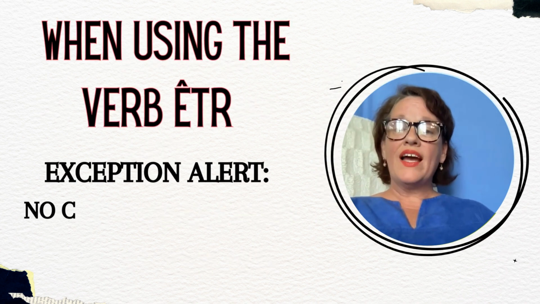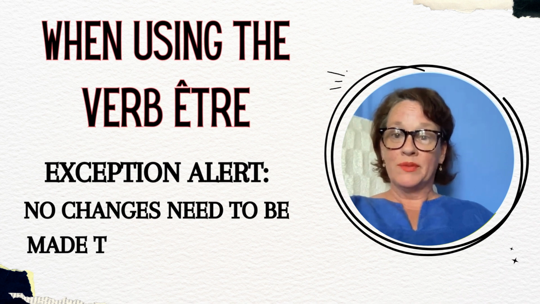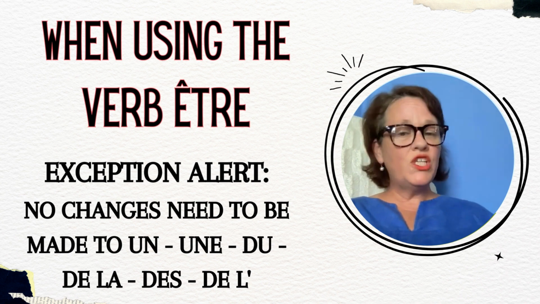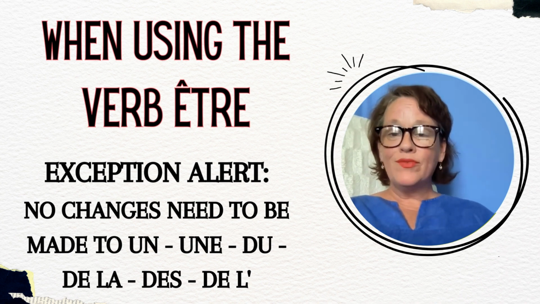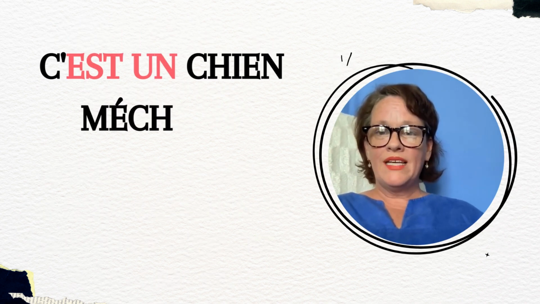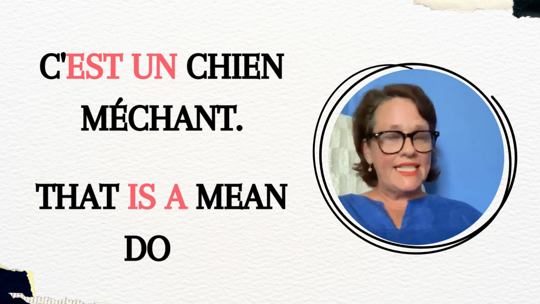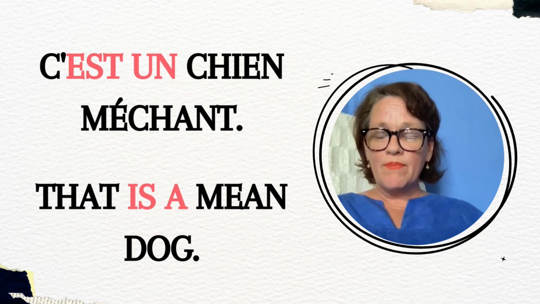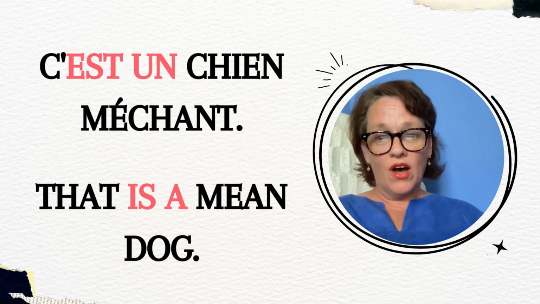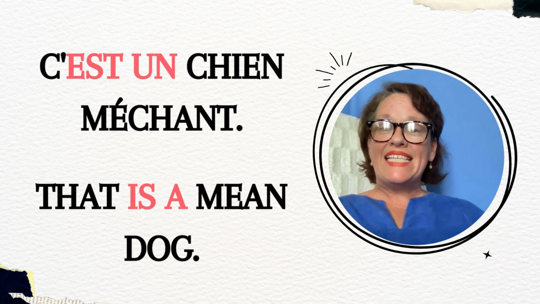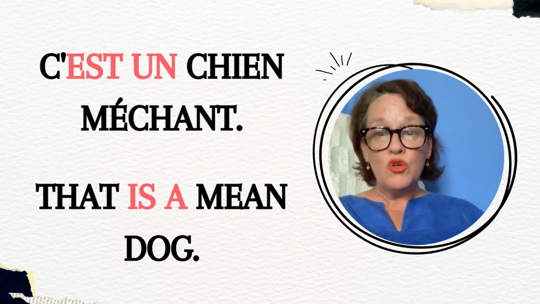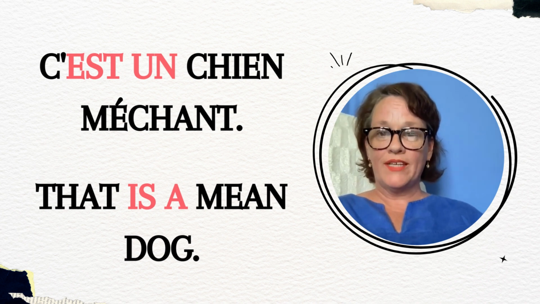Your fifth and final rule is an exception alert, and it's about the verb être. When you are using the verb être, no changes need to be made to un, une, or any of the partitive articles. Here's your example. C'est un chien méchant. That's a mean dog. It could also mean this is a mean dog. It depends on the context, okay? C'est un, so the est, that's your verb être, just like is the verb to be in English. Un means a.